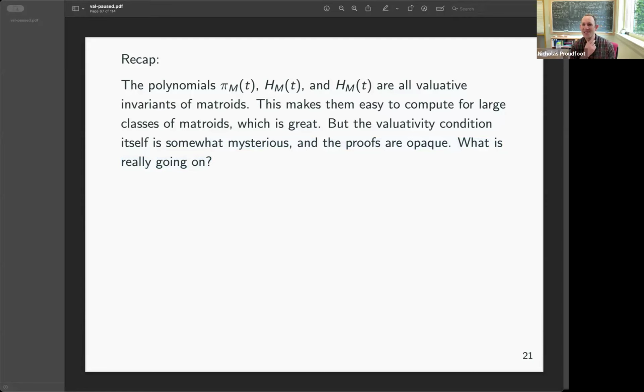Yeah, Nir, do you have a question? Yeah, if you have a valuative invariant, is it determined by what it does on realizable matroids? Yes, it is. Okay, thanks. Yeah, the valuative group is spanned by classes of realizable matroids.